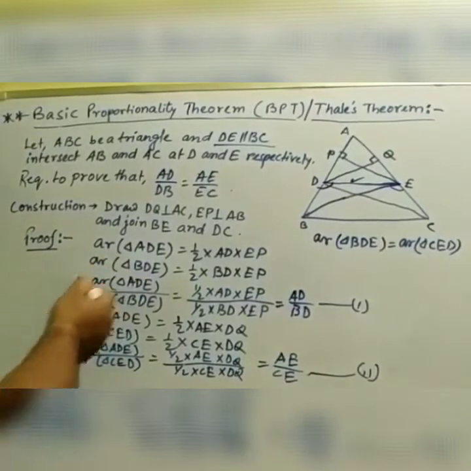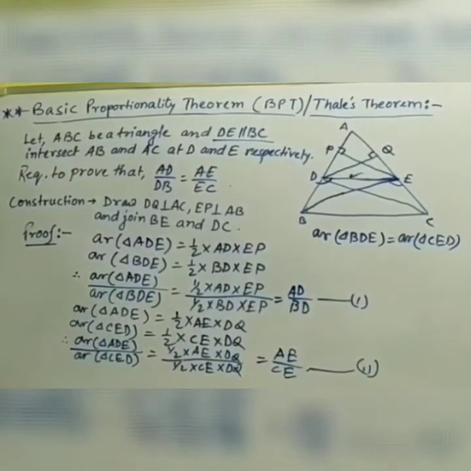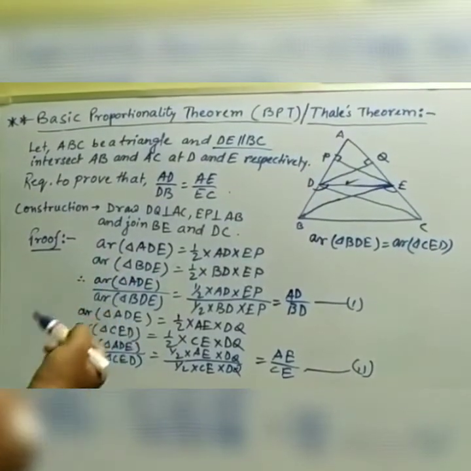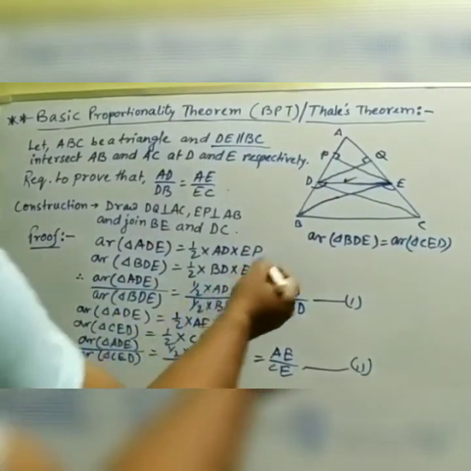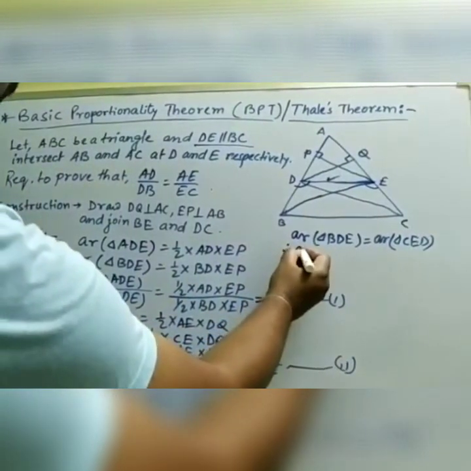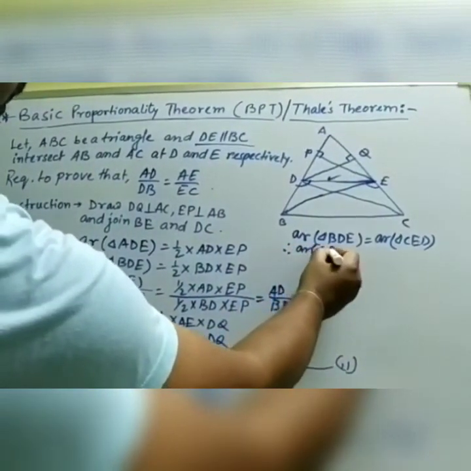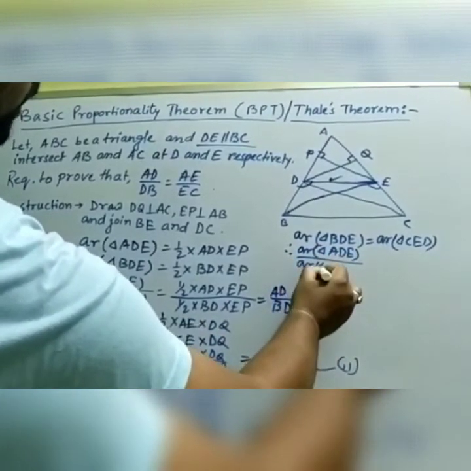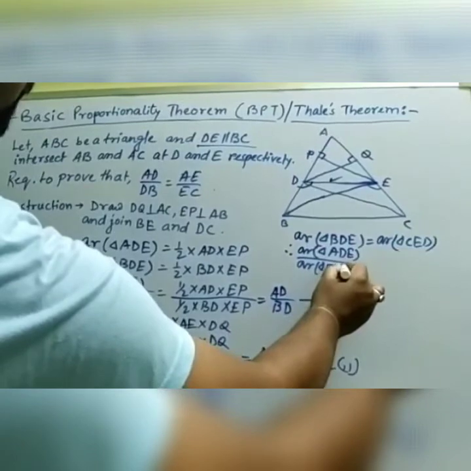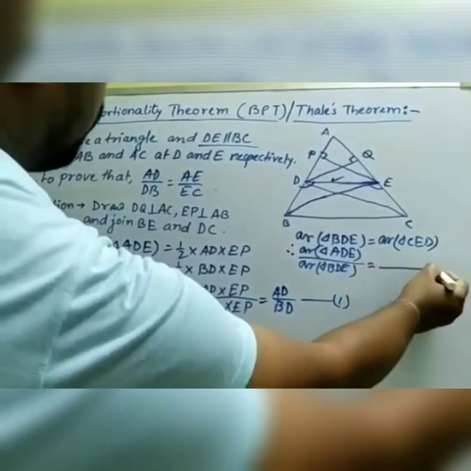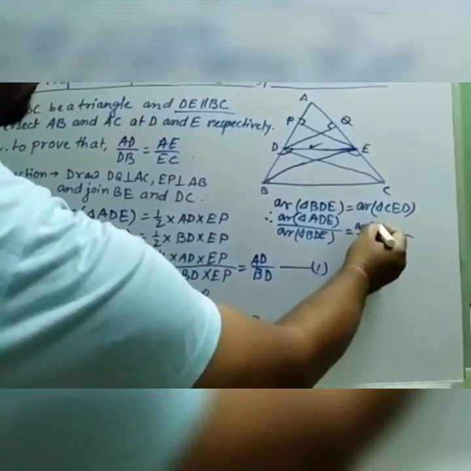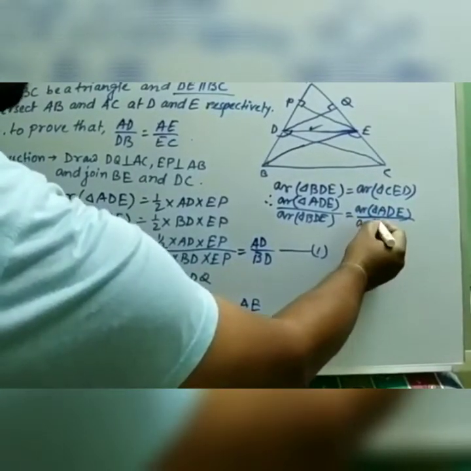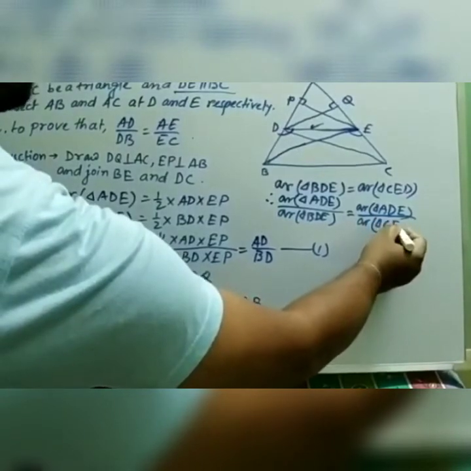Now we have the numerators equal, and we got the denominators equal. As numerators and denominators are equal, their ratios will be equal. So we write, therefore, area of triangle ADE by area of triangle BDE is equal to area of triangle ADE by area of triangle CED.